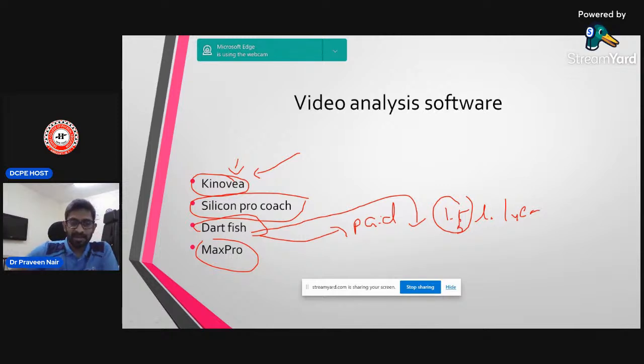Okay, and apart from this, Max Pro Tool and Silicon Pro Coach, these are all paid software. Again, Silicon Pro Coach is somewhere around 50 to 70,000 rupees. Max Pro Tool is also in the same range. Then, apart from Kinovea, we have one more freely available software, which is Coach's Eye. That is also there. Okay, so I will just share some of the analysis which we have done. Then I will go to the practical part of that.